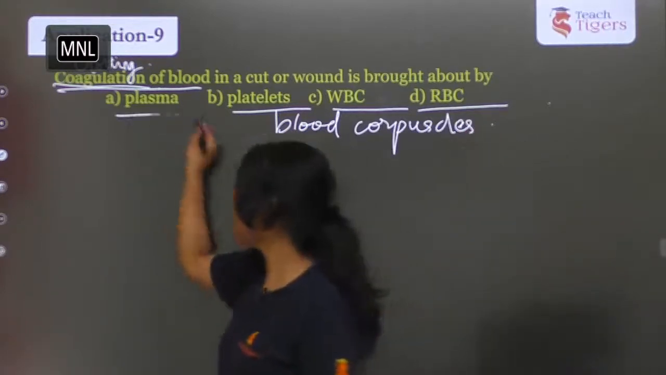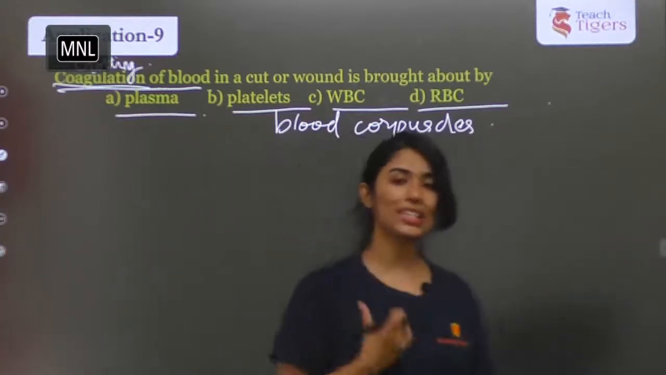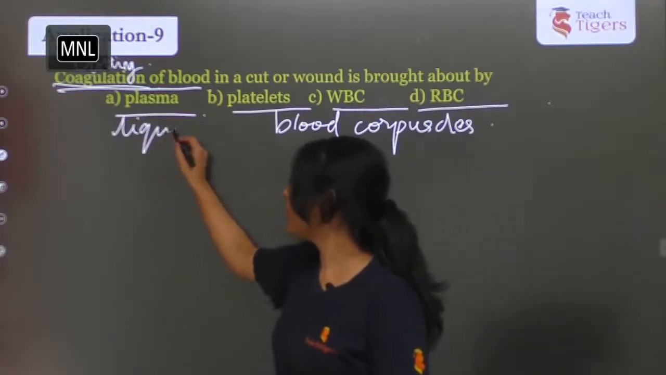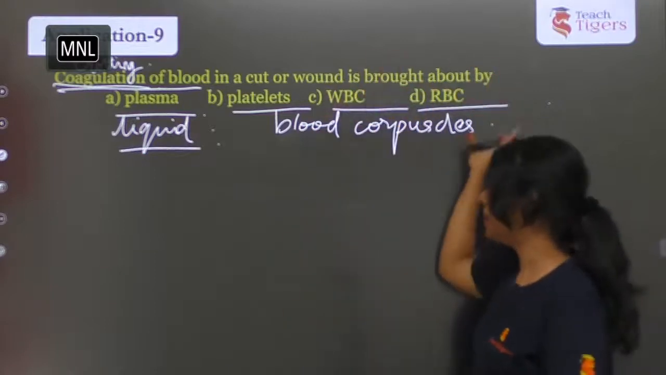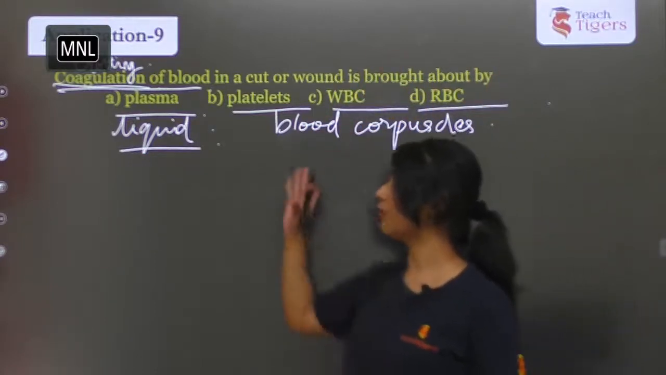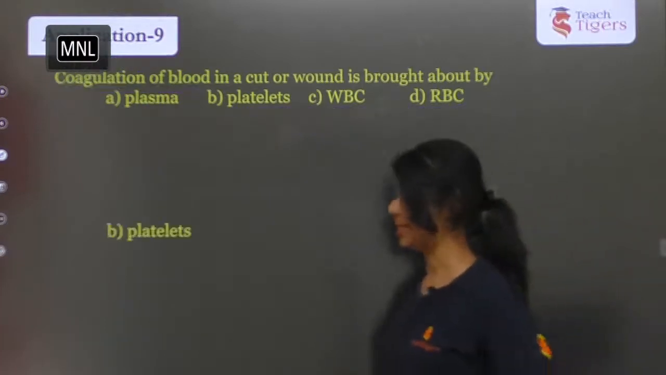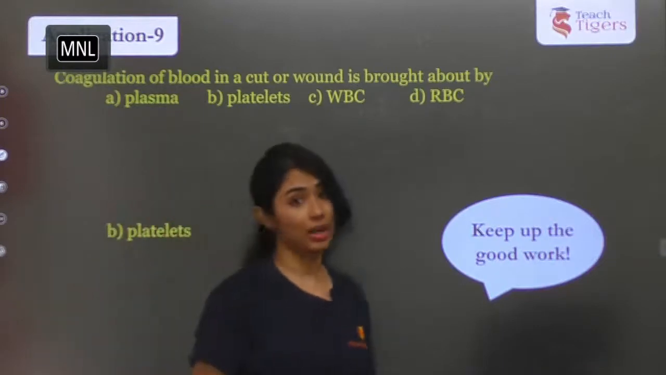Then what is plasma? Plasma is the liquid portion of the blood, okay, well, it is a component of blood, but it is the liquid portion of the blood. In fact, it is the major portion of the blood. So these are the blood cells. Now, which is responsible for performing clotting of blood? It is platelets. Yes, let us see if it's the right answer. Yes, platelets is the right answer.